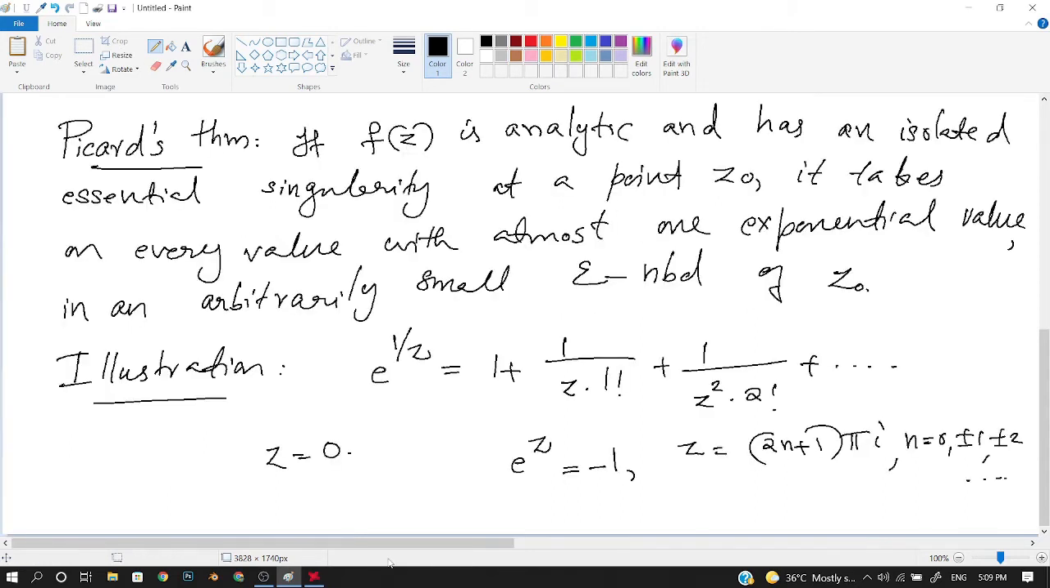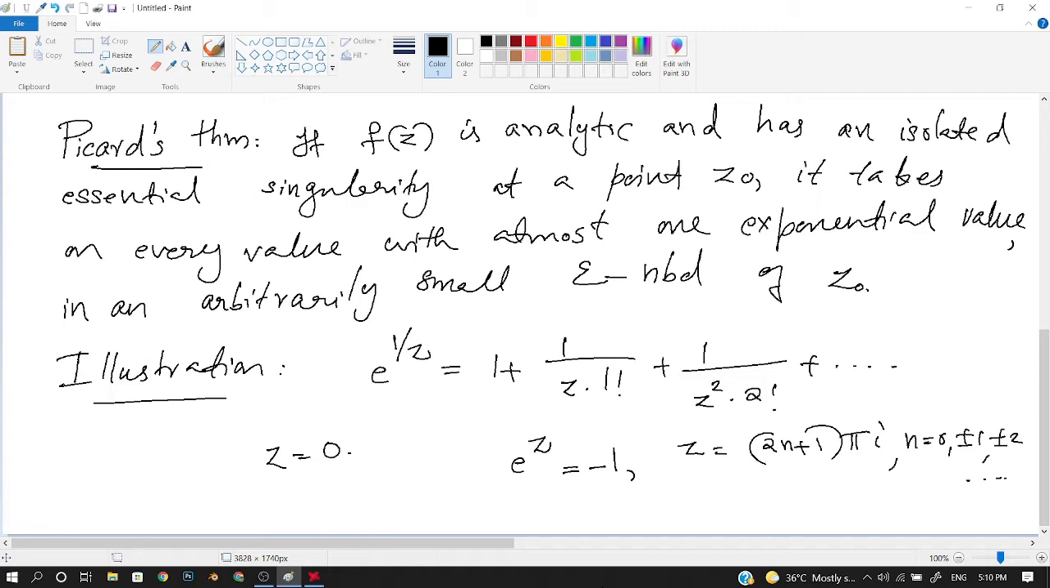Okay, let us discuss Picard's theorem. If f of z is analytic and has an isolated essential singularity at a point z0, it takes on every value with at most one exceptional value in an arbitrarily small epsilon neighborhood of z0.